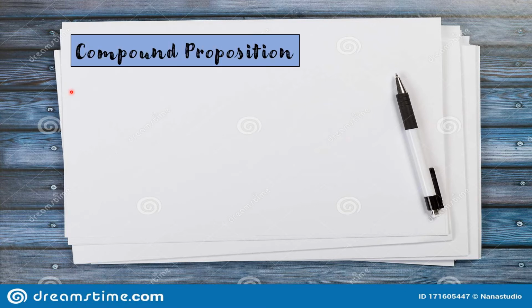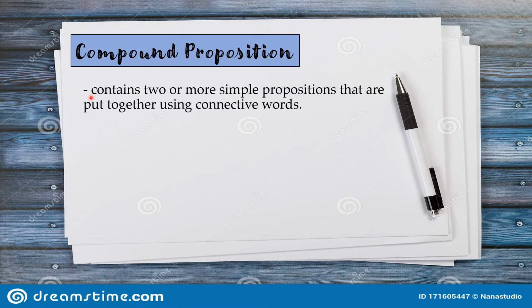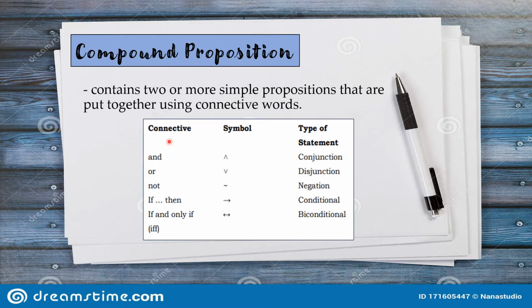Let us have compound proposition. A compound proposition contains two or more simple propositions that are put together using connective words. Connective words such as and, or, not, if then, and if and only if. If you use the connective word and, you will use this symbol.